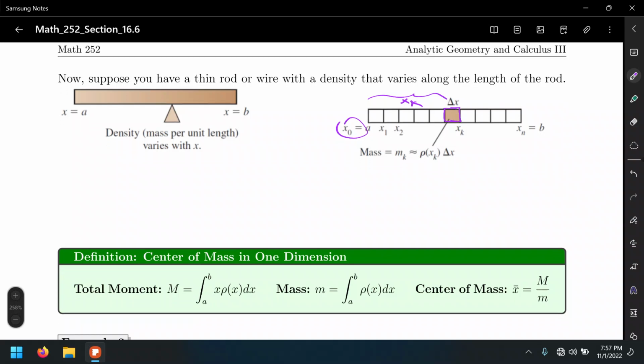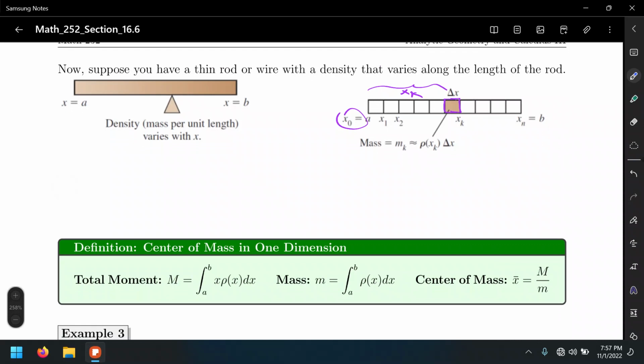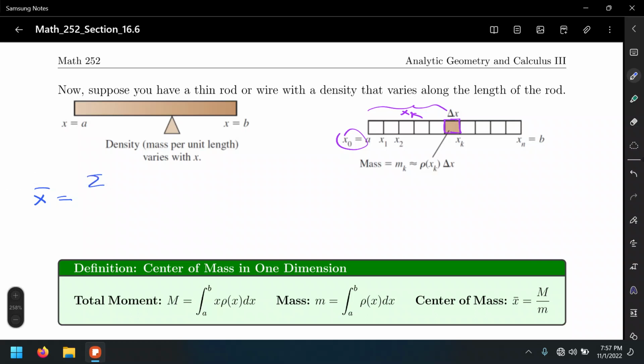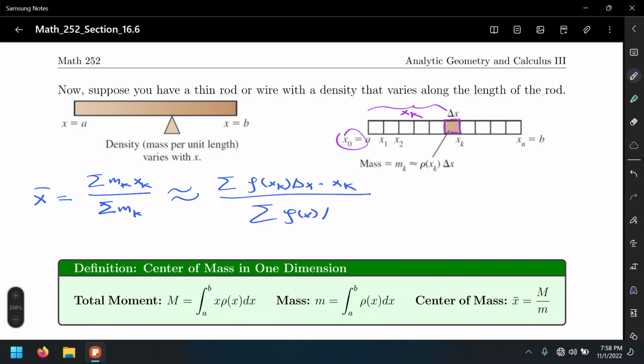All right. So this means, coming back from the previous formula, the weighted average, sigma m sub k x sub k over sigma m_k, will be approximately sigma of m times x sub k, but what's m? m is the mass, which is rho of x sub k delta x, times x sub k, divided by the total mass, which in this case is sigma of rho of x sub k delta x. That's a formula we know from calculus 2, right?